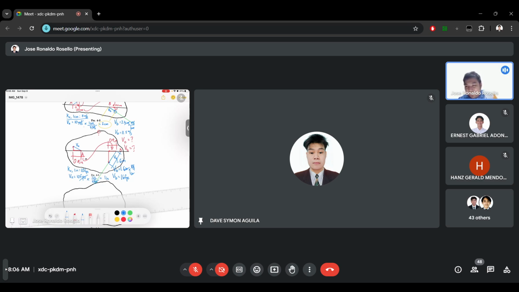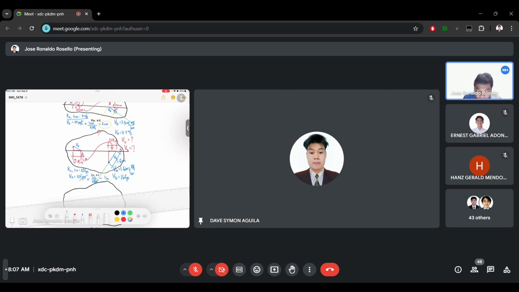Dali nung computation, di ba? Pwedeng mental math eh. Yeah, the computations here in Machine Elements for this one are very basic. And the only challenge here is where to draw, where to measure. So that's part of Machine Elements.